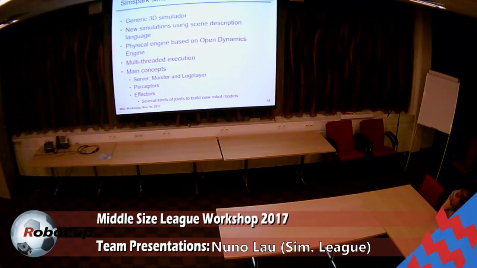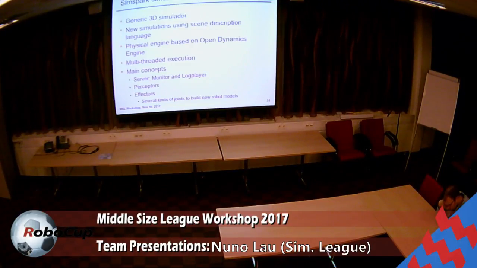It is based on the Spark simulator. This is a simulator that works in 3D, but it's a generic simulator, so it is currently mostly used by the RoboCup 3D Simulation League. But as you see, it was already used with quite different models, and it can be used with other models. New simulations can be developed using a simulation description language. The physical engine is based on the Open Dynamics Engine. It includes multi-threaded execution that allows it to be quite fast, in fact.